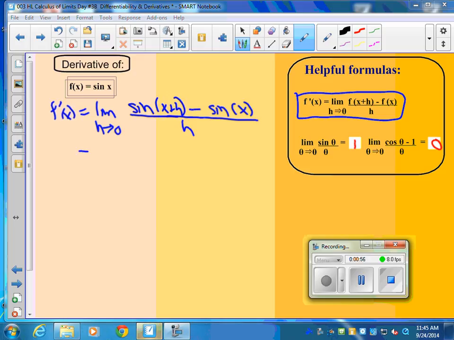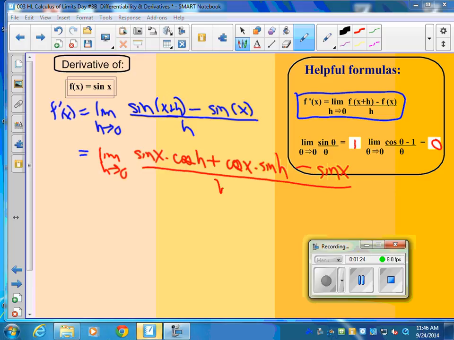So now, I remember a ways back that we could take the sine of two things added together in the function. Do you remember how to expand that? Sine x cosine h, if this is plus, this will be a plus, cosine x sine h. And then it'll be minus sine of x. So all I did there is expand this part here. It looks crazy, but it's just sine and cosine.